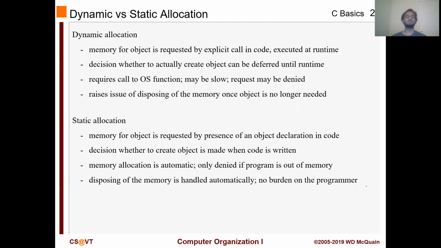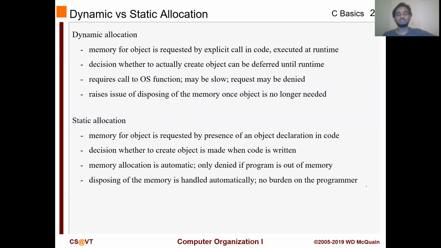Let's see what dynamic allocation and static allocation have in difference. Dynamic allocation: memory for an object is requested by an explicit call in code executed at runtime. So nothing was made when it was compiled. The decision of whether to actually create an object can be deferred until runtime. It requires a call to an OS function, may be slow, and the request may be denied, because if you do not have enough space, you won't be able to dynamically allocate it. It raises the issue of disposing of memory once the object is no longer needed, because you have to explicitly free it, otherwise the specific memory leaks are going to happen.